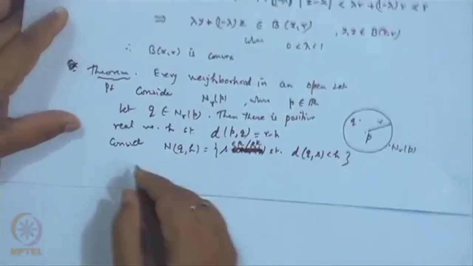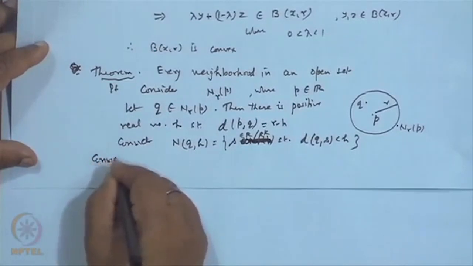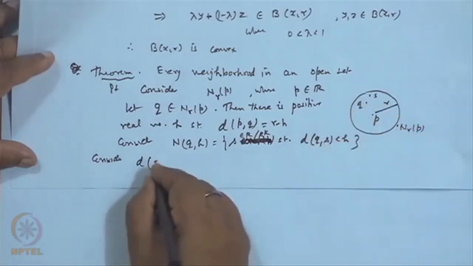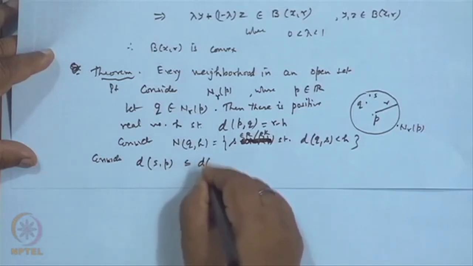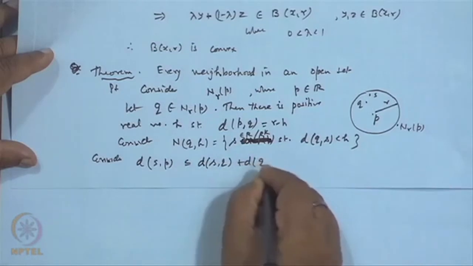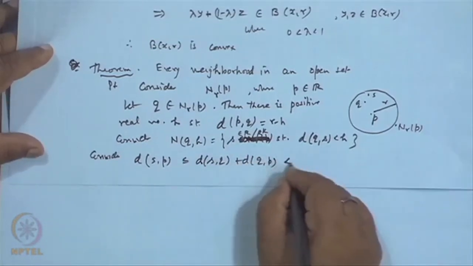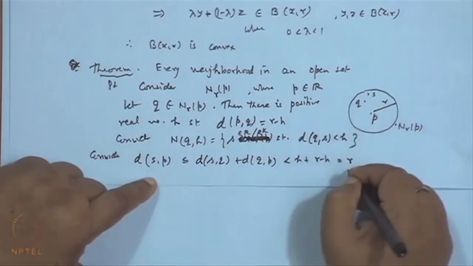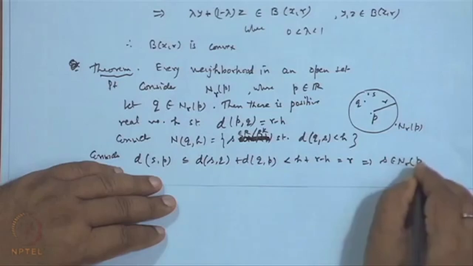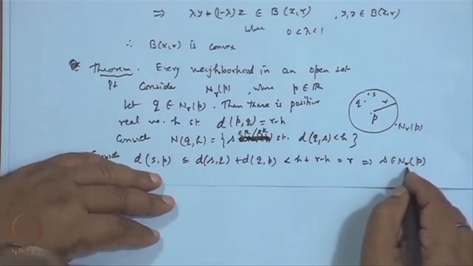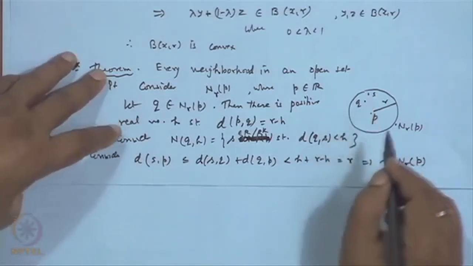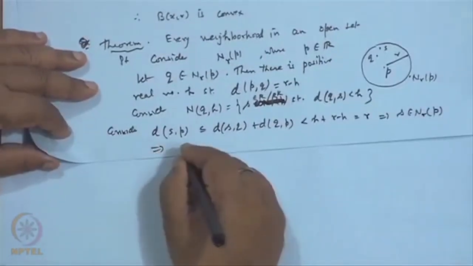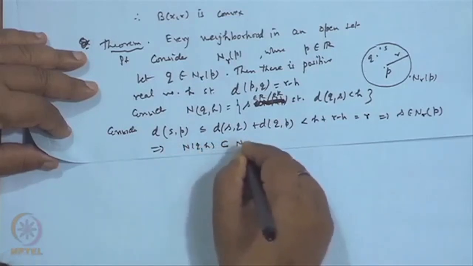So, let us find out the distance. Consider the distance of this S, S is somewhere here, from P. Then this is less than or equal to the distance from S to Q plus the distance Q to P. But the distance S to Q is less than H and this is R minus S, so the total is R. It means the distance of S from P is less than R. So, this implies that S is an element in N_R(P), the neighborhood of the point P with radius R. And since S is an arbitrary point in the disk with radius H, the entire neighborhood N_Q(H) is totally contained in N_R(P).